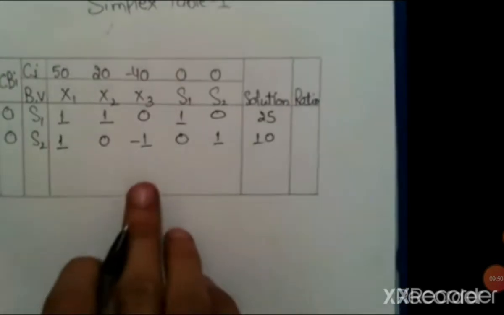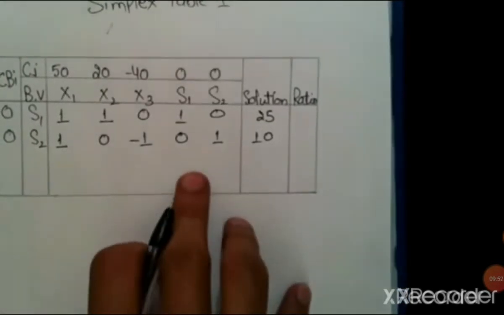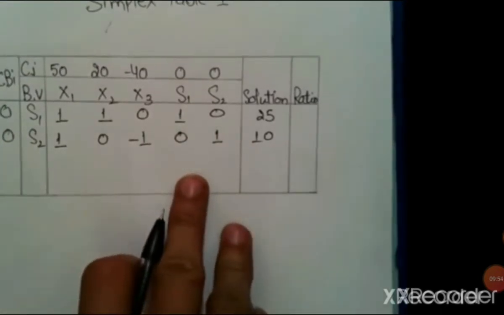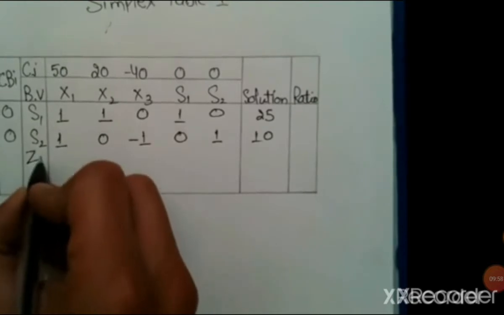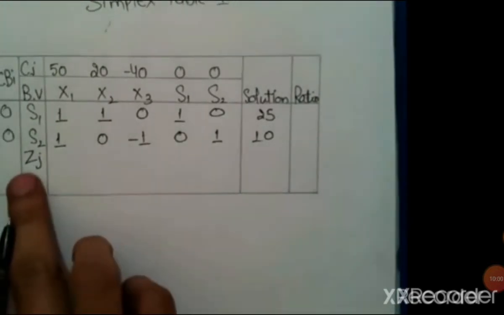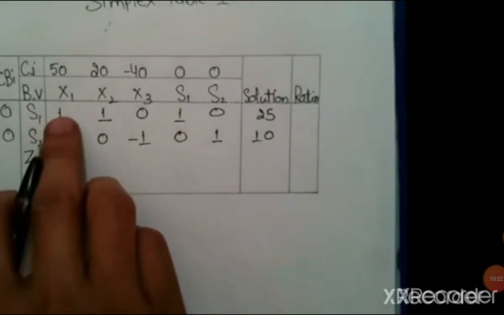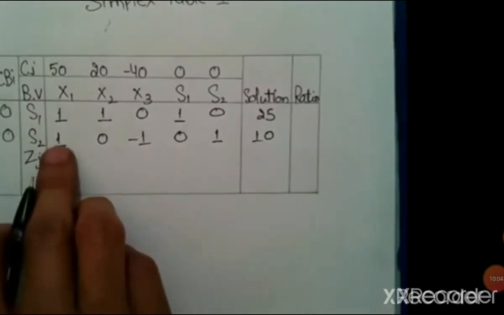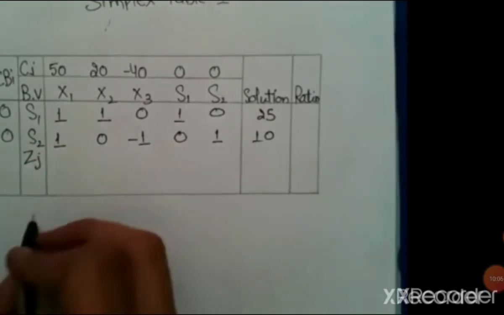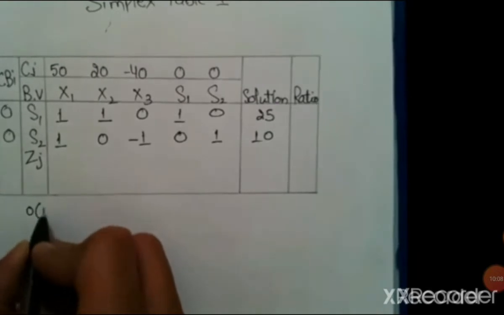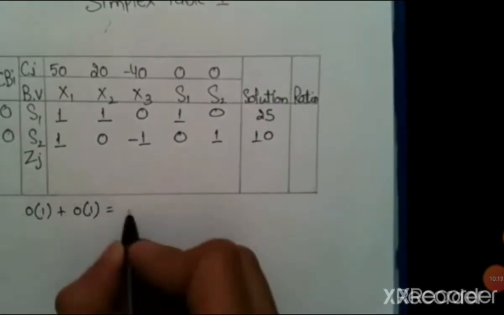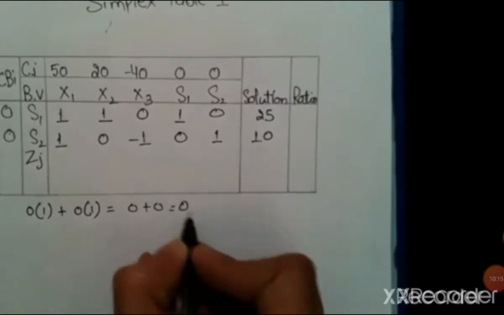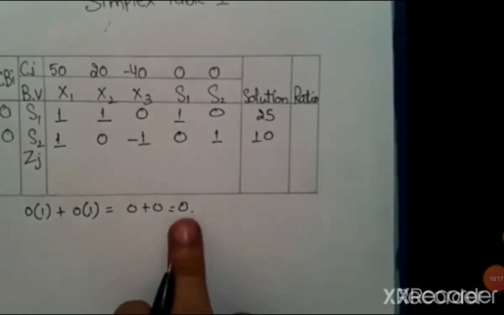Now you find out zj. As usual, you solve this problem by the simplex method. Zj equals 0 into 1 plus 0 into 1, which gives 0. In this dual problem, in the first iteration, the first Zj is always 0. So everywhere it is coming 0.